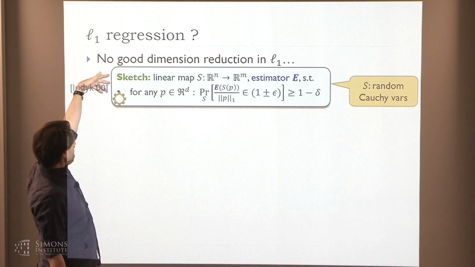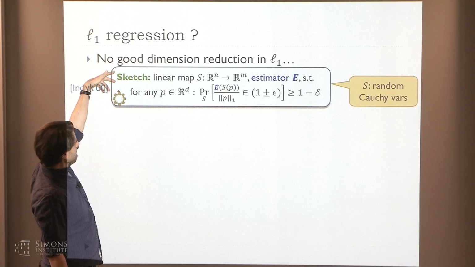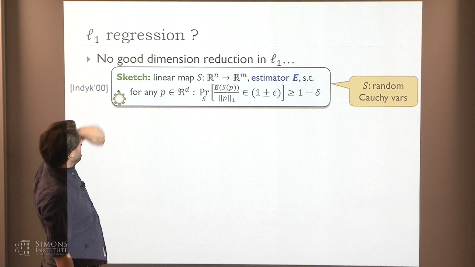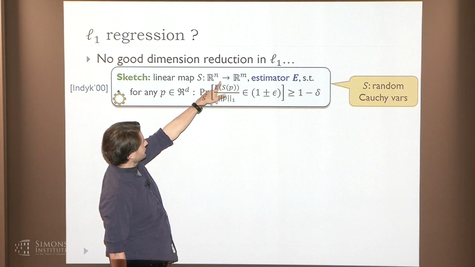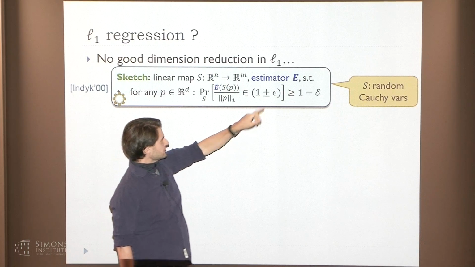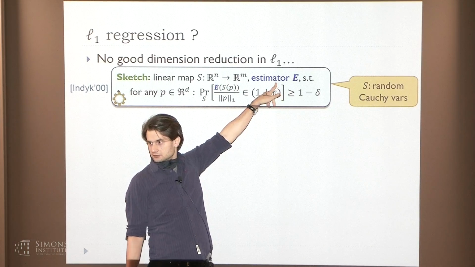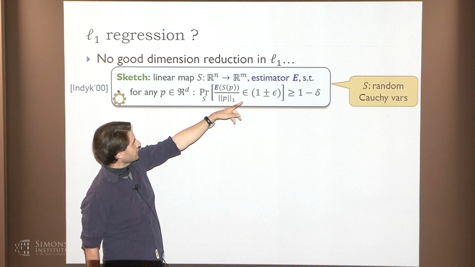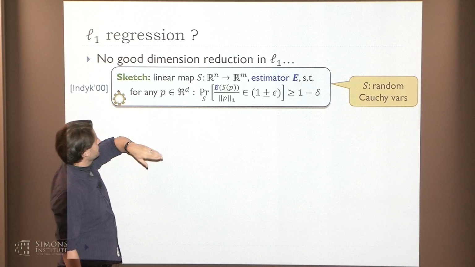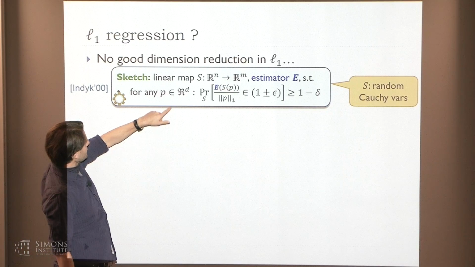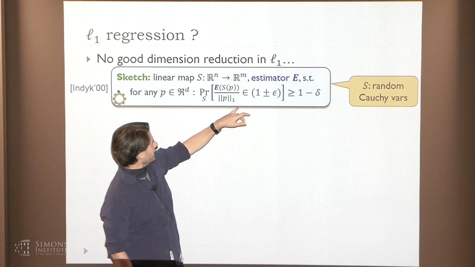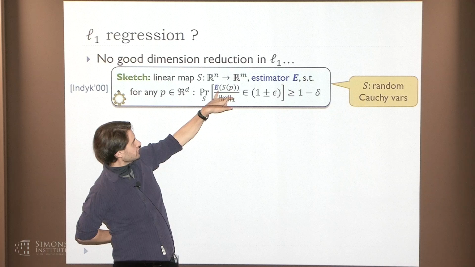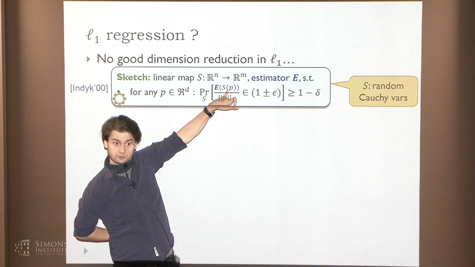So this is the sketch, and you can think about this as a relatively generic definition of what a sketch is. It is a linear map, and again, it reduces dimension from n to m. Now there is also an estimator, E, which is just a generic algorithm. I guess it's a specific algorithm in this case, such that for any point P in d-dimensional space, the L1 norm is approximated by the estimator algorithm run on the sketch of the point P.